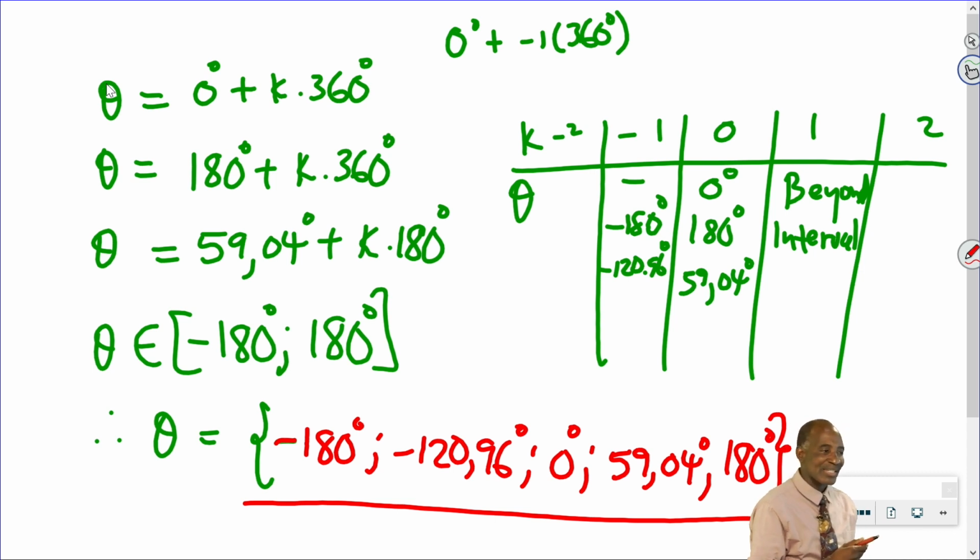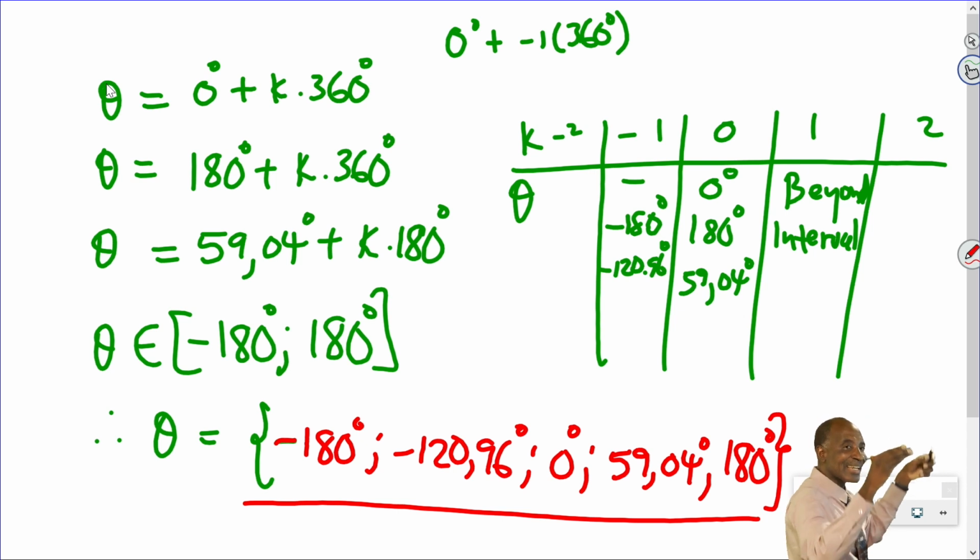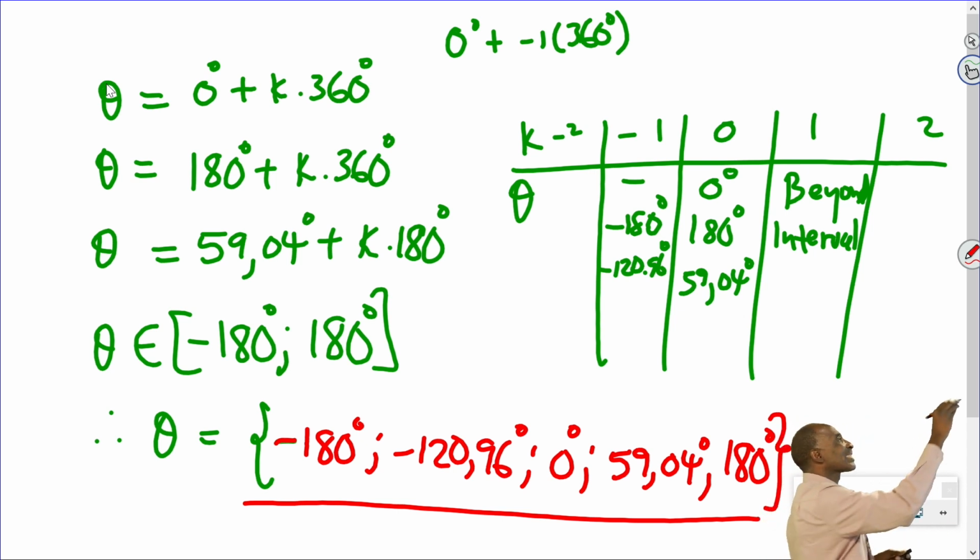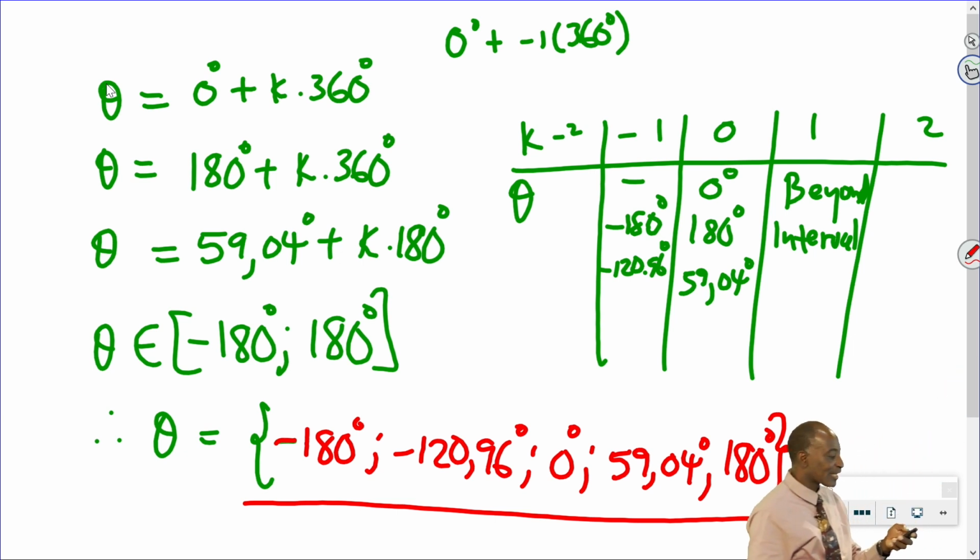that the examiner wants. So what we see here is an example of what we call a particular solution. This is a restricted solution. We don't want a general solution. We want angles that lie within a specific interval. Otherwise, you can't get those angles if you don't start by finding the general solution. So whether it's a general solution or a specific solution, you need the general solution.